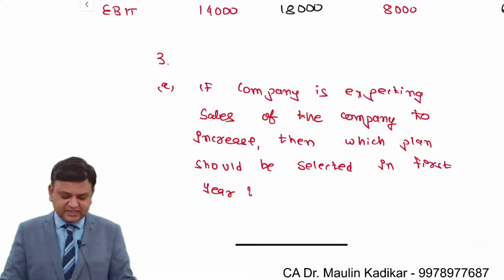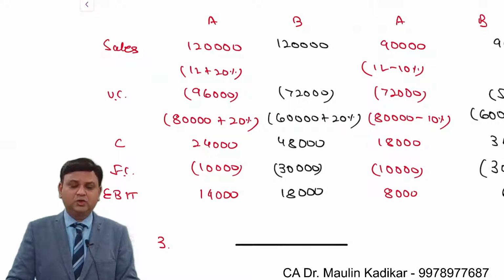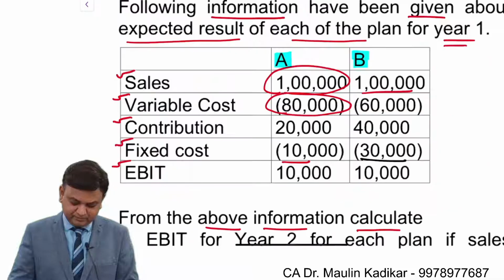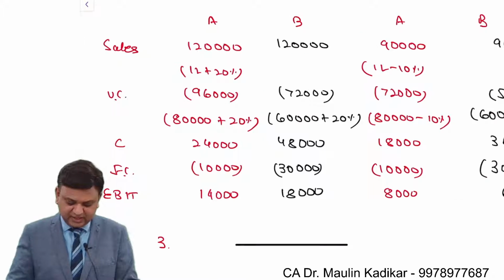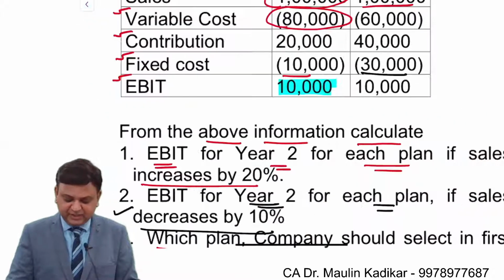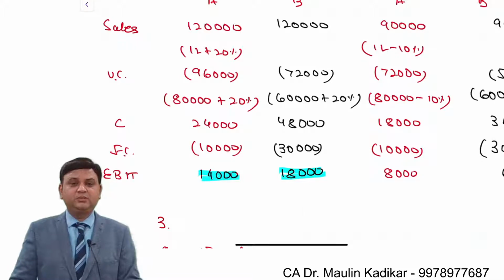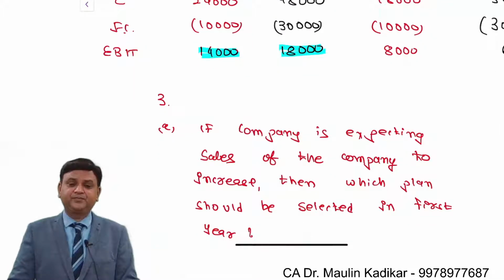डियर स्टूडेंट्स, वी अंडरस्टैंड अगर सेल्स बढ़ेगा तो दोनों प्लान का प्रॉफिट तो बढ़ने ही वाला है. जैसे कि यहां पे प्रॉफिट कितना था 10,000, तो यहां पे प्रॉफिट कितना हो जाएगा 14,000. यहां पे प्रॉफिट कितना था 10,000, तो यहां पे प्रॉफिट कितना हो जाएगा 18,000. So in both the cases, the profit is always going to increase.